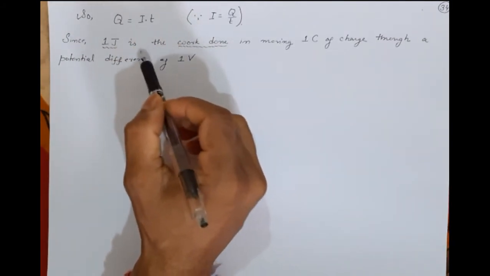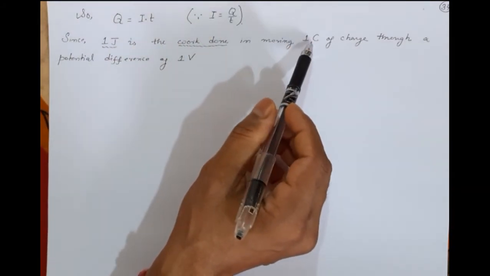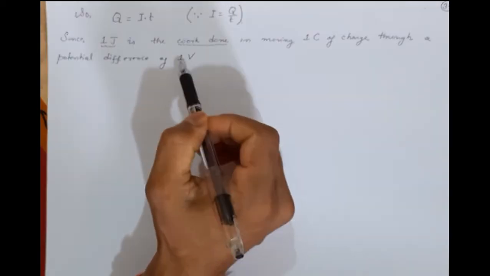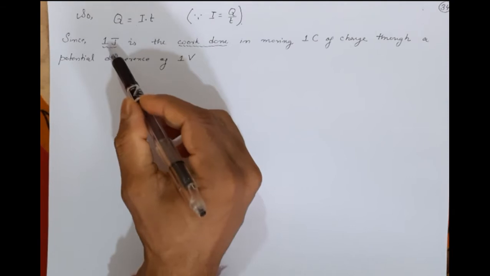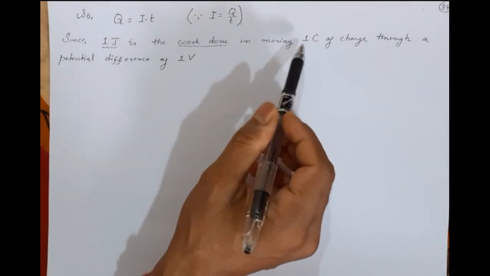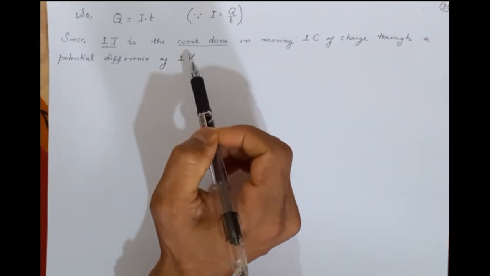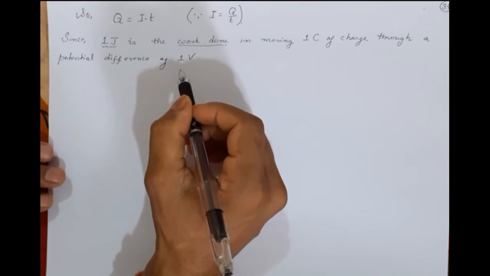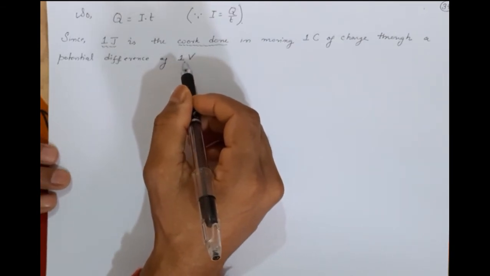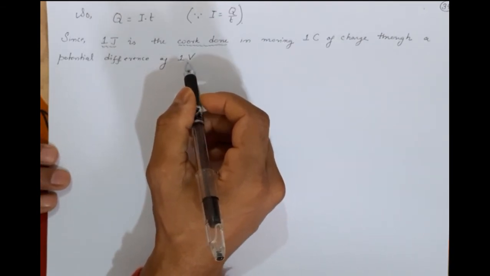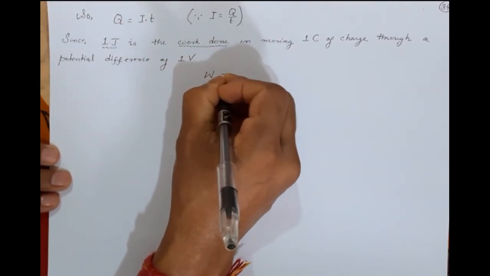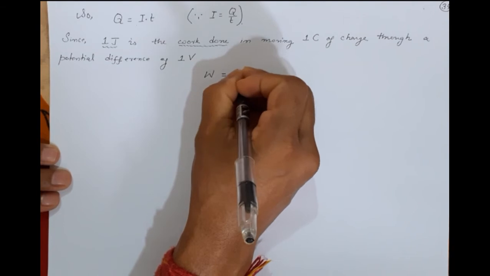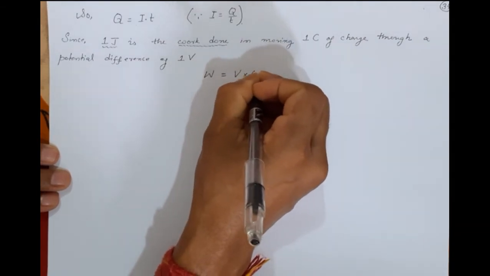1 joule is the work done in moving 1 coulomb. There is a relation between charge, potential difference and work done, which we have already covered in the potential topic. 1 joule is the work done in moving 1 coulomb of charge through a potential difference of 1 volt. If so, we can write W, the work done, equal to potential difference V into Q.